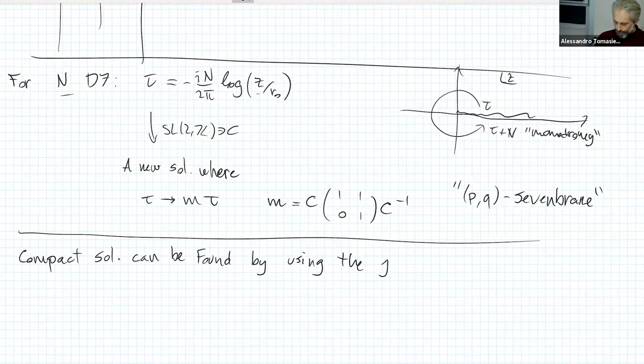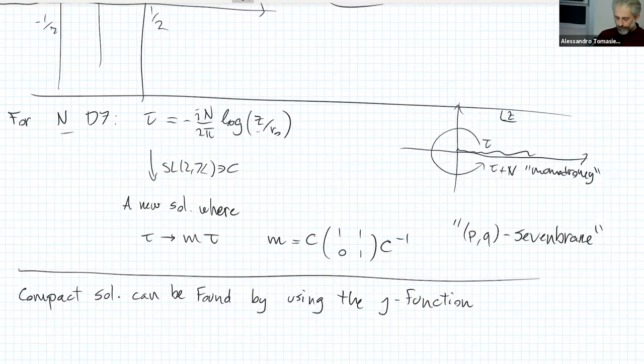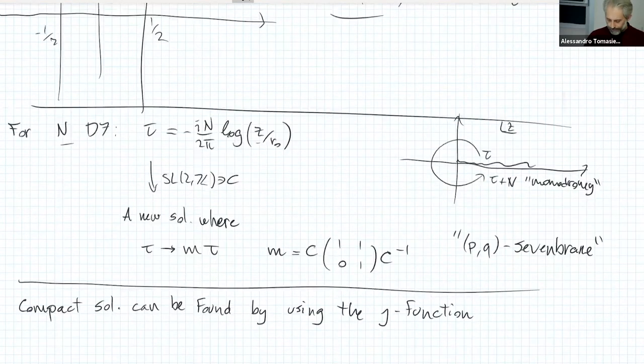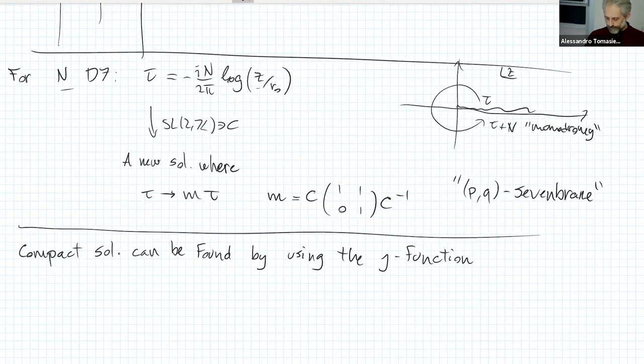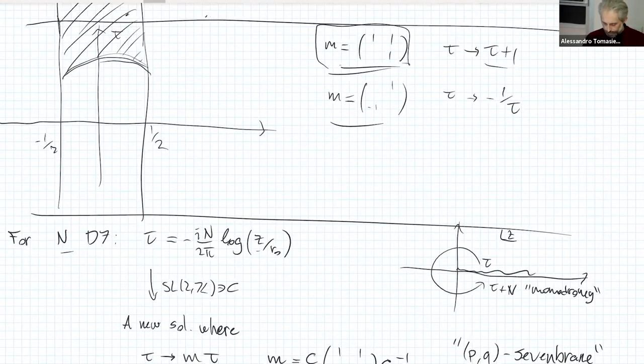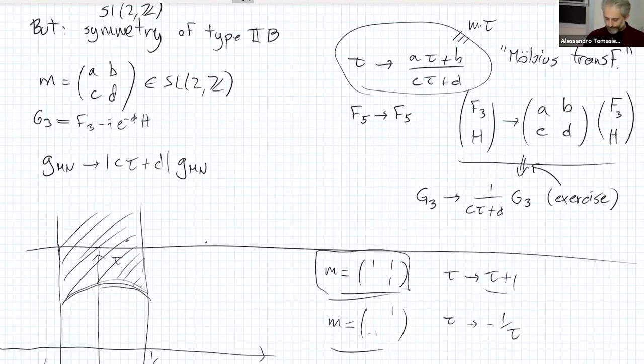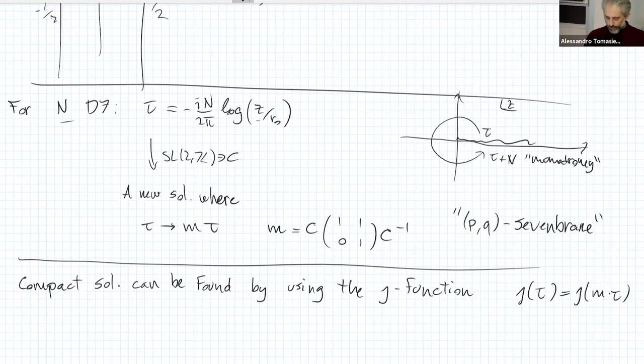The J function, which is a function of tau, is invariant under SL2Z. In other words, under tau that goes into tau plus one, it remains invariant. It has this property, this m dot tau, by definition. So since this is invariant, you can find automatically solutions where tau has the correct monodromy by dictating what the J function should be.